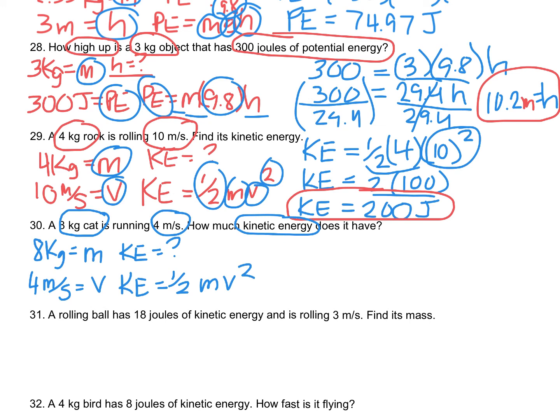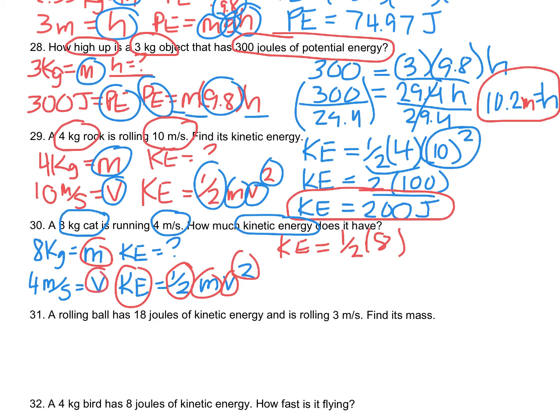The good news is I have enough information to solve this. So I'm solving for kinetic energy, so I'm going to leave that as my variable. Next in my equation is 1/2, so I'll put that in there. Next is the mass. The mass from the problem is 8 kilograms. And after that is my velocity squared. My velocity is 4, so 4 squared. Now that I have that, let's do some math to simplify this and solve for KE. First of all, 1/2 times 8 gives me 4.